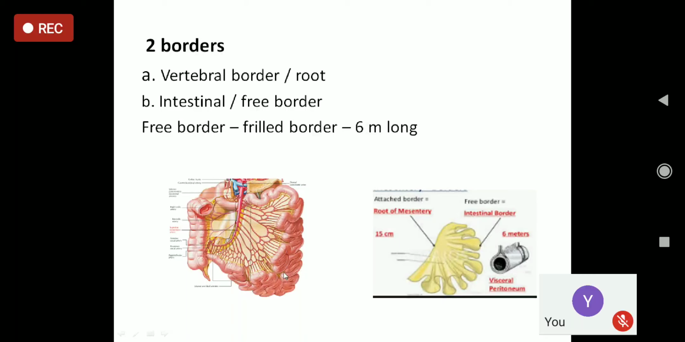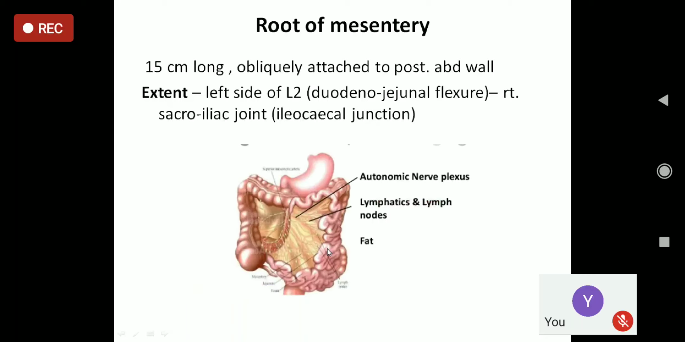Now this frill border is 6 meters long. Now the root of mesentery, that is the vertebral border. Okay, this is one of the important spotter questions. You can mark it. The length of the root of the mesentery is 15 centimeter long. So here you can see it is running obliquely. Okay, it doesn't have a straight course, but it runs obliquely from left to the right side.